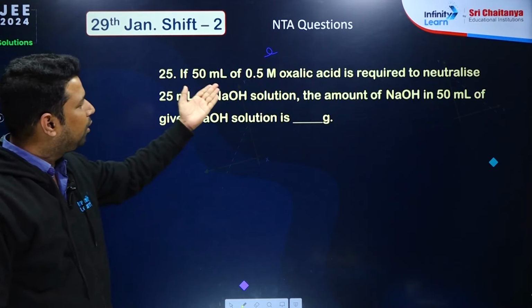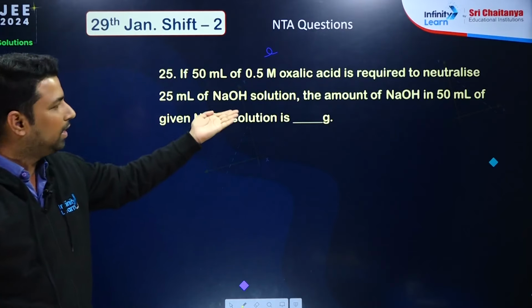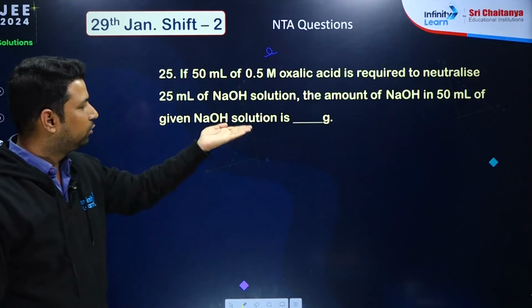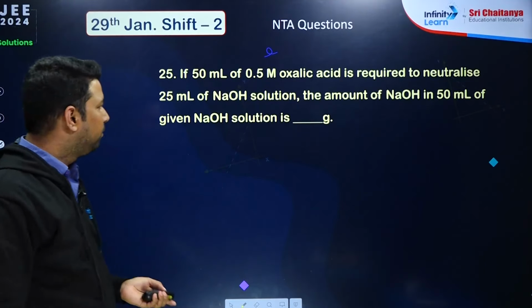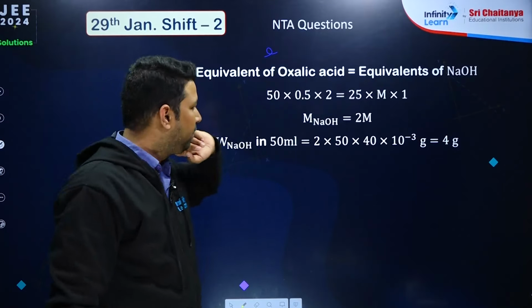Come to question number 25. If 50 ml oxalic acid is required to neutralize 25 ml NaOH, the amount of NaOH in 50 ml of the given NaOH solution is... You have to just apply the law of milliequivalence. Equivalent of oxalic acid must be equal to equivalent of NaOH.